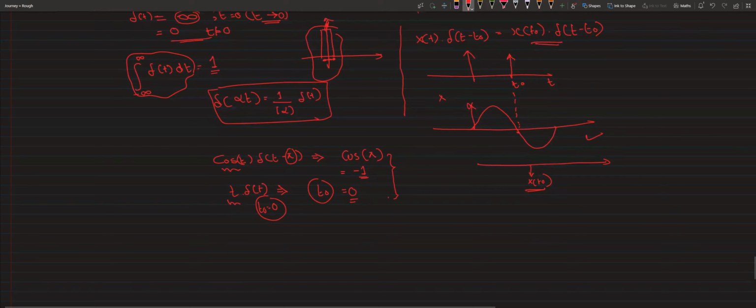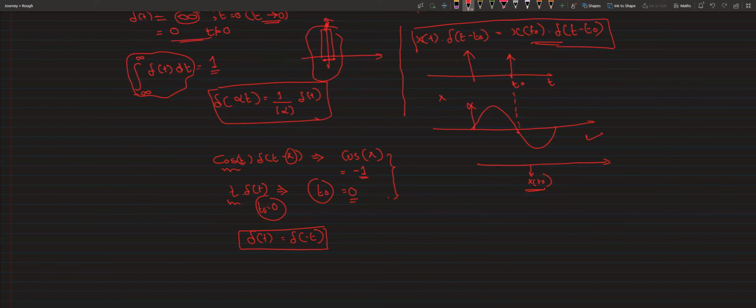Then you have delta of t equals delta of minus t. This is also one of the very important formulas. This is one important formula in terms of competitive exams. This is also very important.